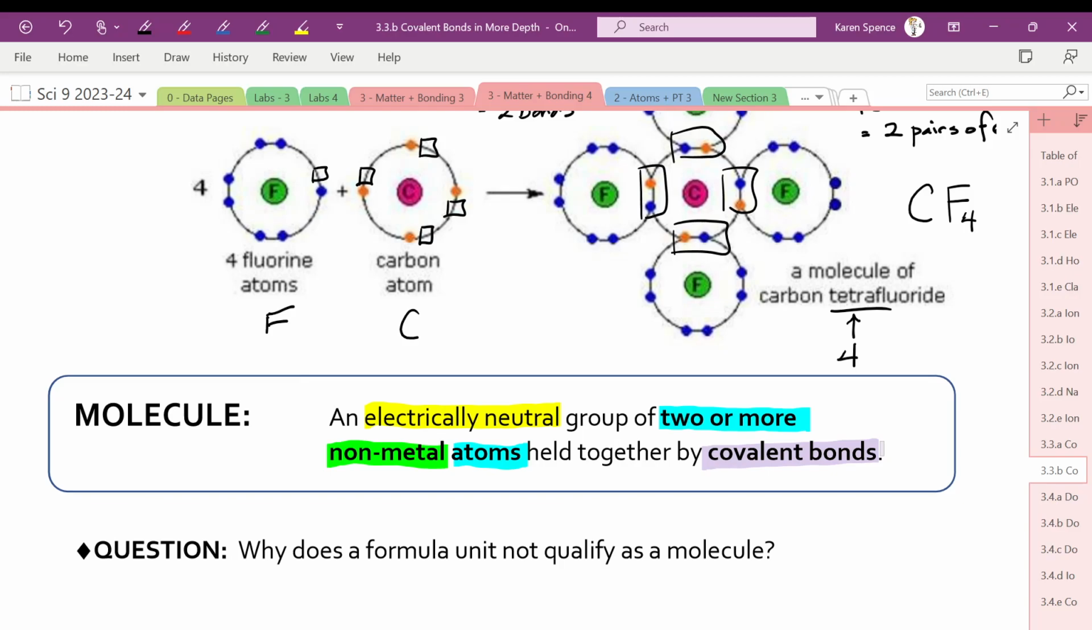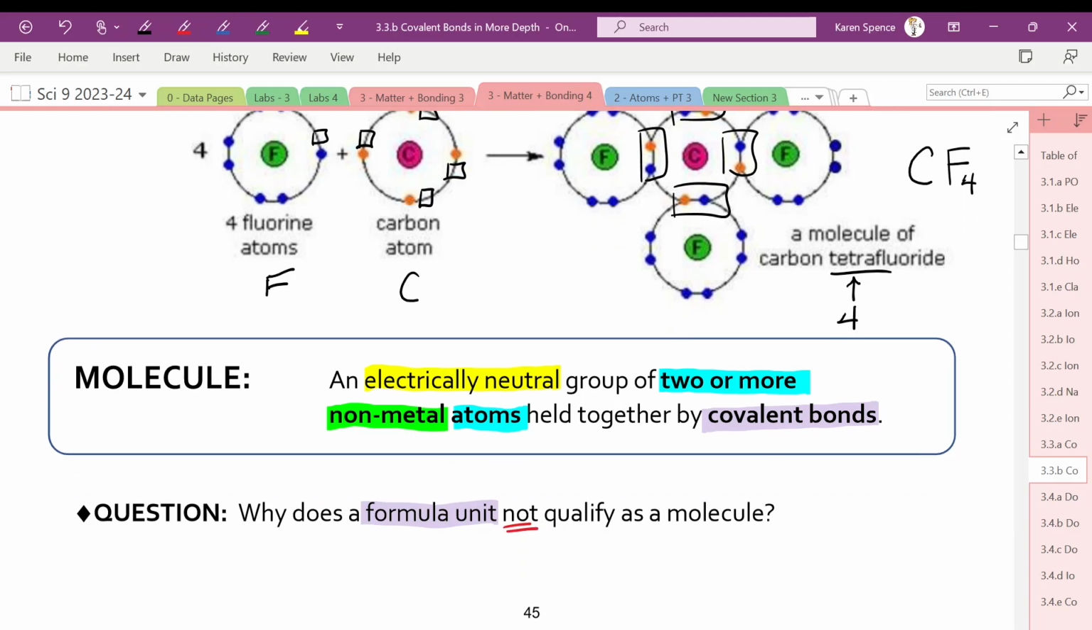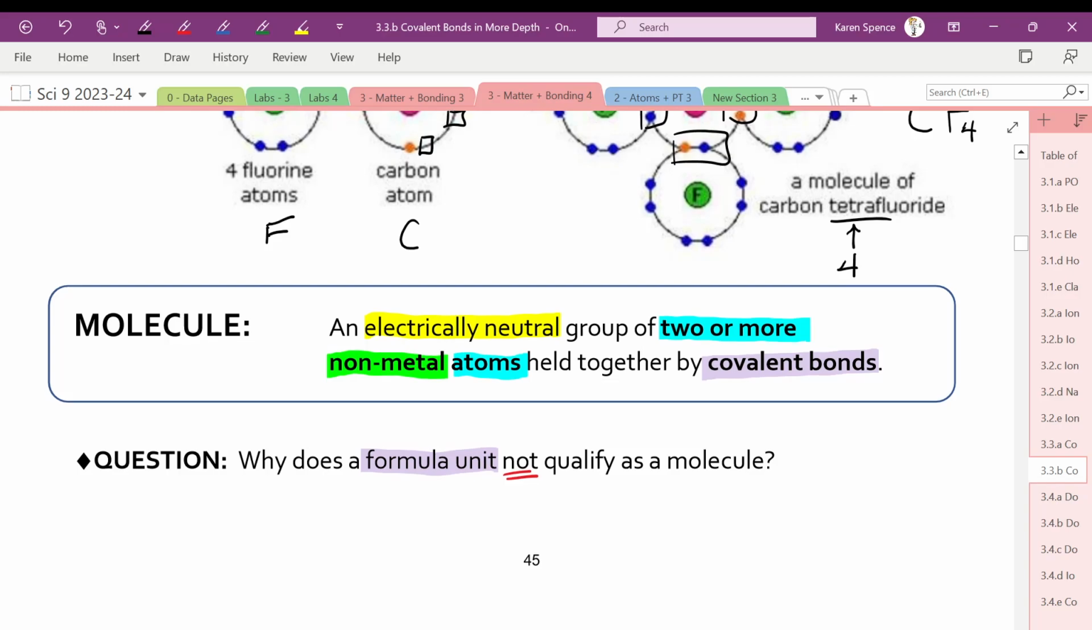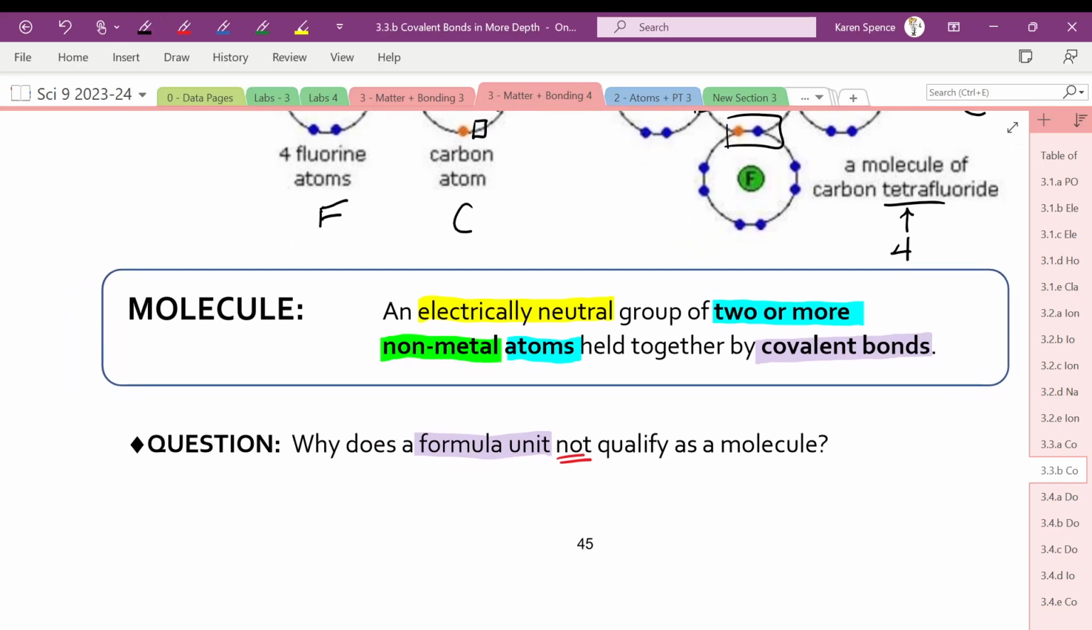So now we have defined the term molecule. Why does a formula unit not qualify as a molecule? In order to answer that, you need to know what a formula unit is. Please tell your partner what is a formula unit. Please describe to your partner.